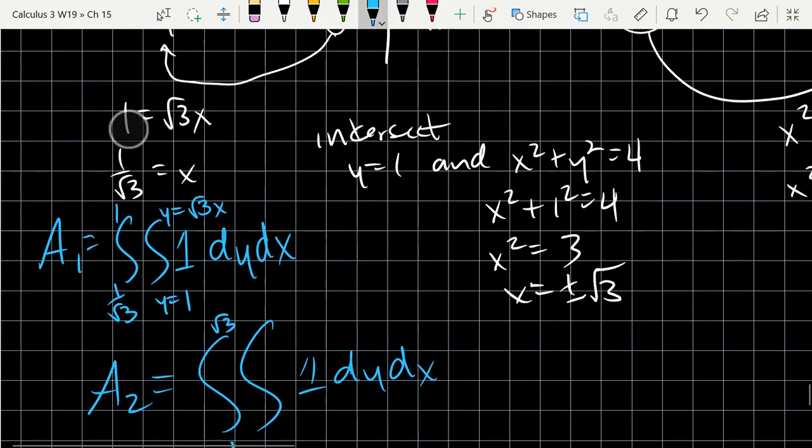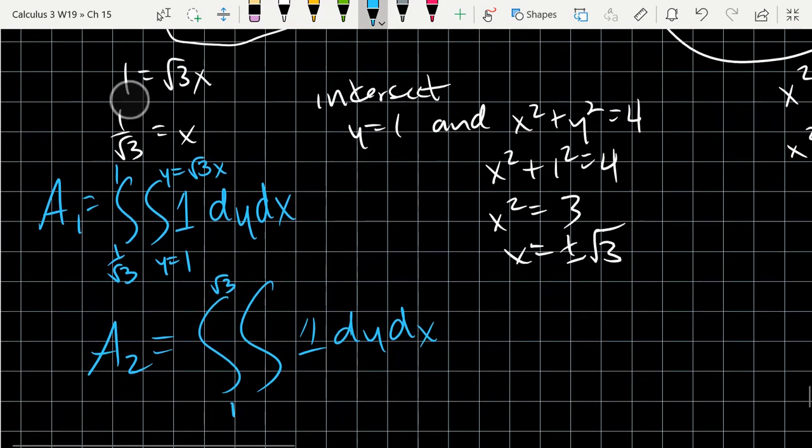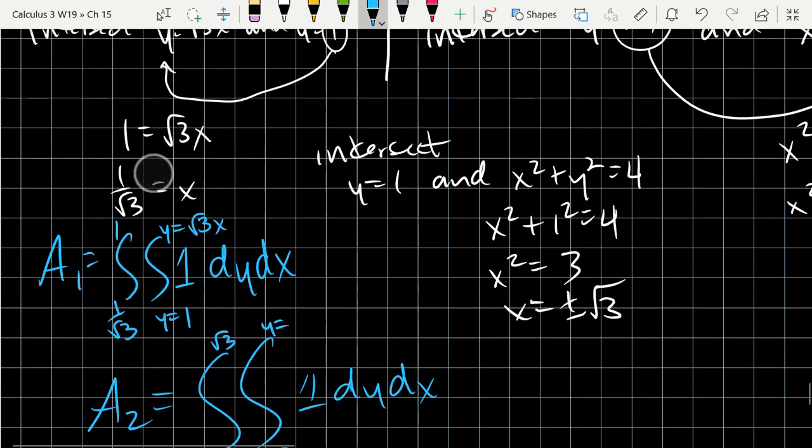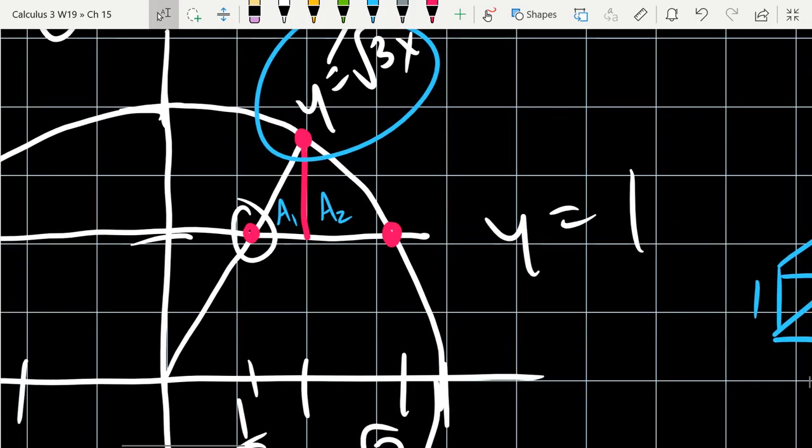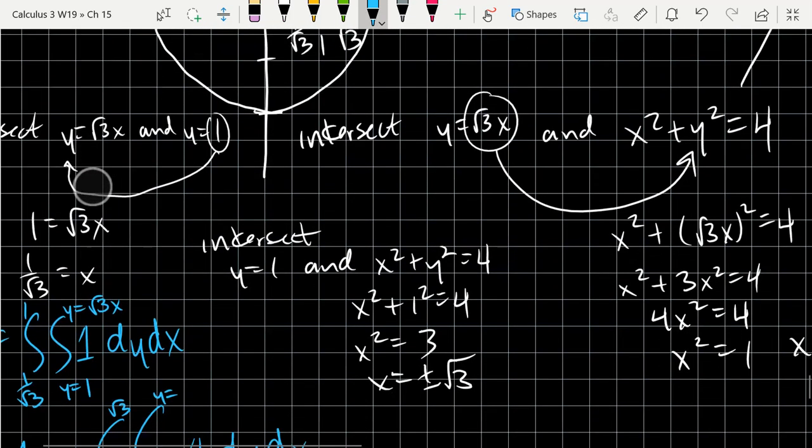Now your interior bounds, those need to be functions. These are y equals. These need to be functions of x. What is your little bound for A2? It'll just be y equals 1. Now the big bound is the circle. But the circle's not written as a function of x. So the first thing we have to do is write the circle as a function of x using some algebra.